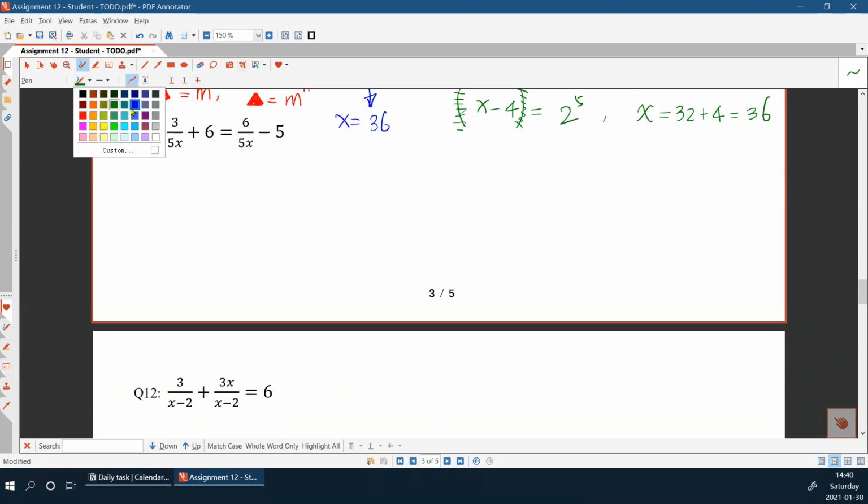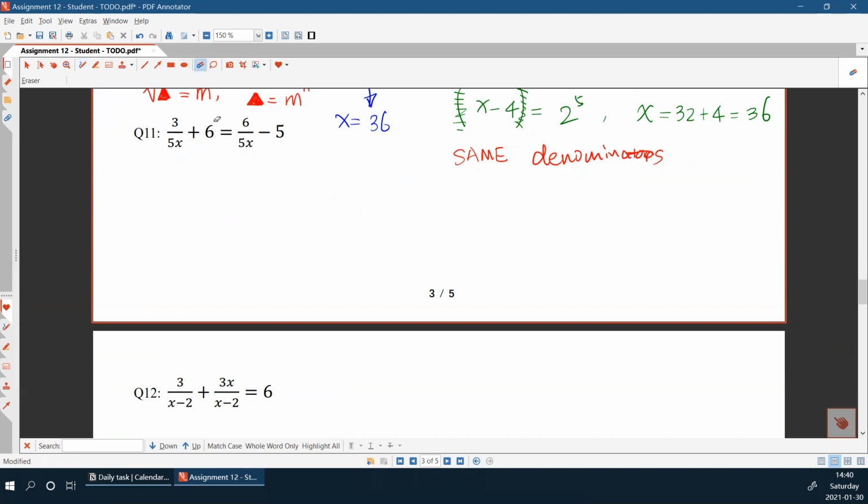Okay, next question. Note that we have 3 over 5x and 6 over 5x, right? Again, both of the ratios have the same denominator. When you have the same denominators, you can merge them directly, right? Okay. How do we merge them?